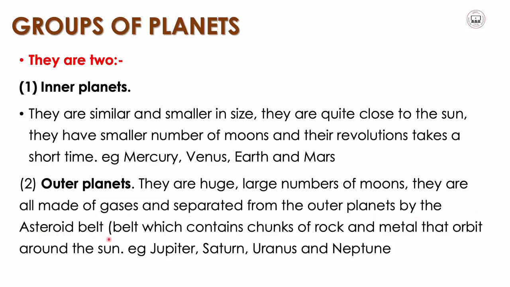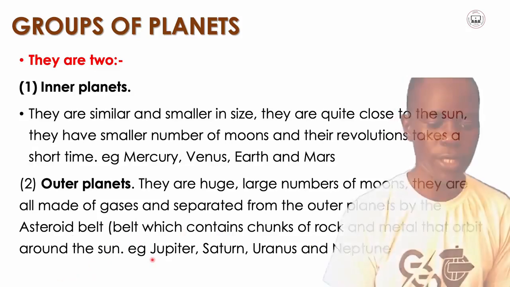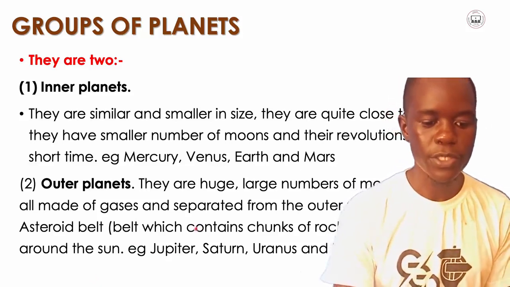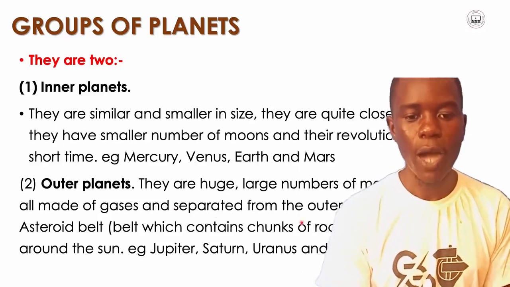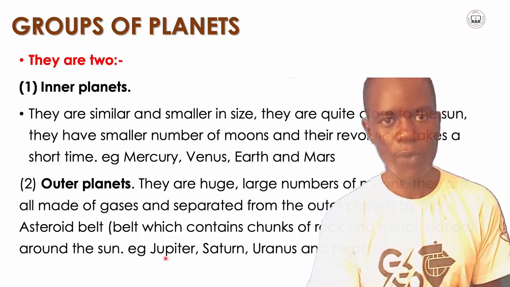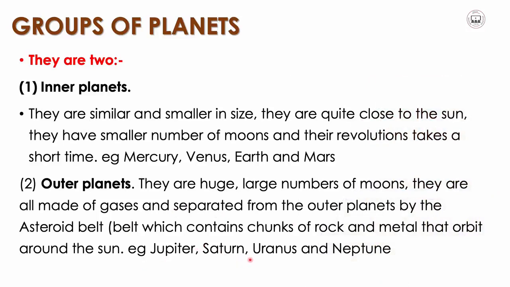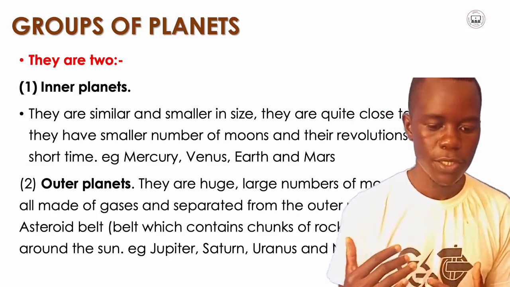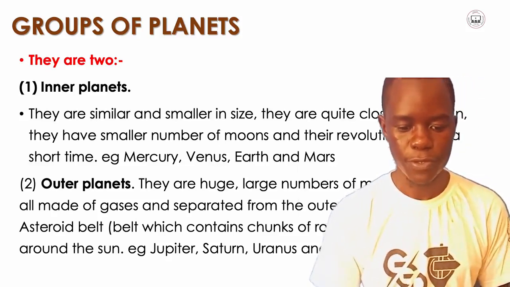So what is an asteroid belt? You may get confused with that. In other words, an asteroid belt is a belt which contains chunks of rock and metals that orbit around the Sun. So the asteroid belt separates the outer planets from the inner planets. Examples of the outer planets include Jupiter, Saturn, Uranus, as well as Neptune.